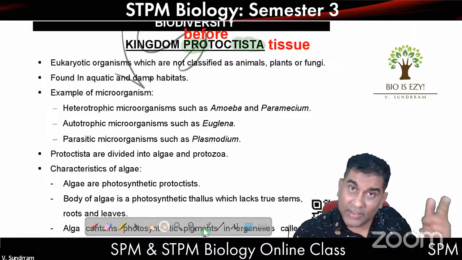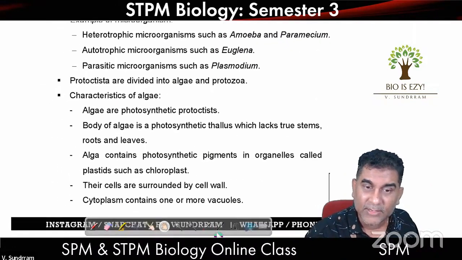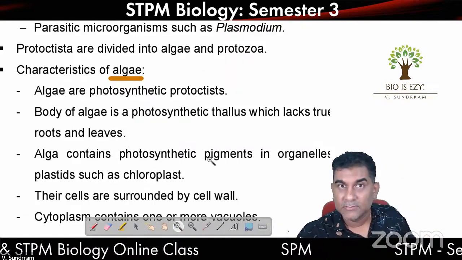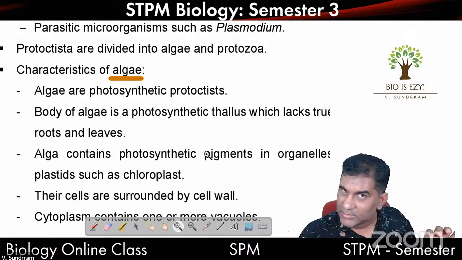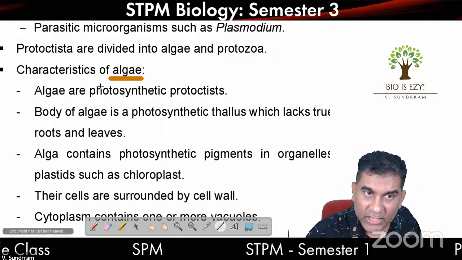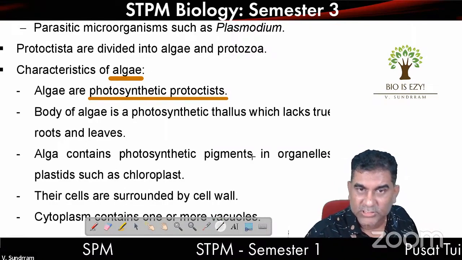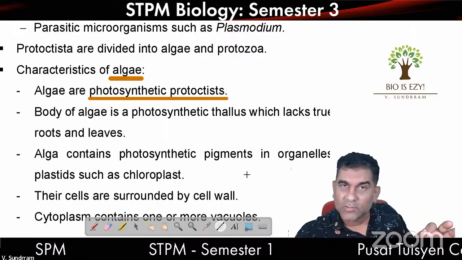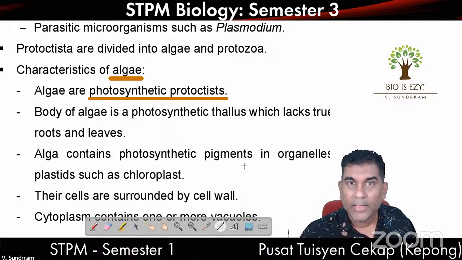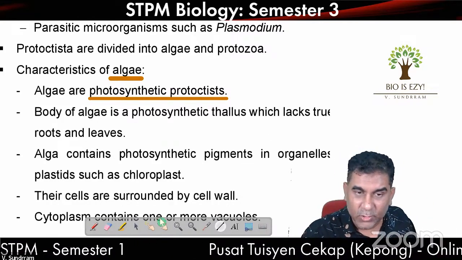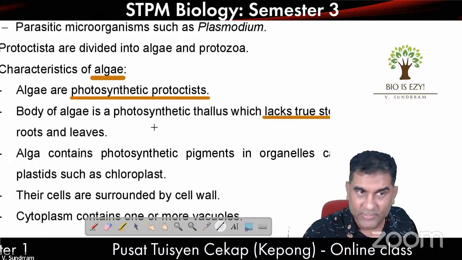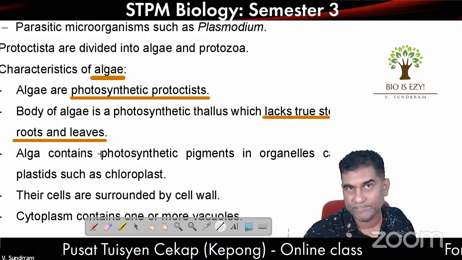If they have plant characteristic, we put them under alga. So algae is unicellular or multicellular, no tissue, but have plant characteristic. So they are photosynthetic protoctists, meaning unicellular or multicellular organisms that can do photosynthesis. They are not plant because they don't have what a plant should have. They don't have stem, they don't have root, they don't have leaf.